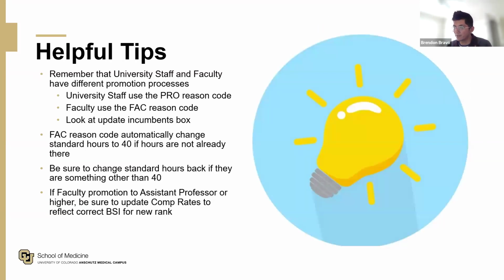And then some helpful tips over promotions. Remember that staff and faculty have different promotion processes. University staff use the PRO reason code. Faculty use the FAC reason code. You want to make sure you look at that update incumbents box.